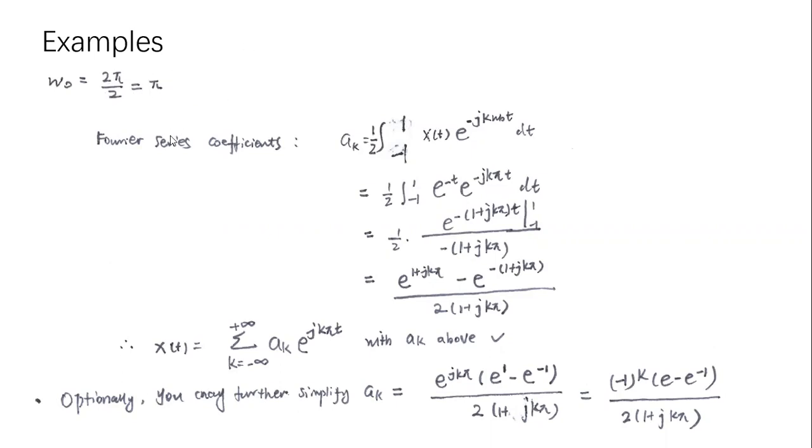And then we calculate the Fourier series coefficients. ak is equal to 1 over T. T here is 2. The integral over a period. We choose the period from minus 1 to plus 1. x of t exponential minus jk omega 0 t dt. Then we substitute the expression of x of t into this integral, and then we obtain the integral of exponential minus t times exponential minus jk pi t dt.